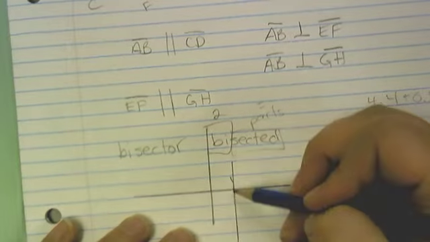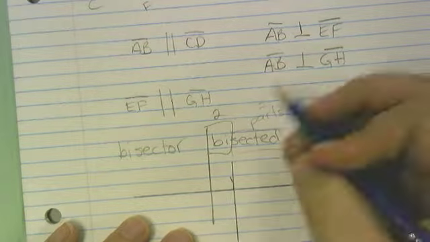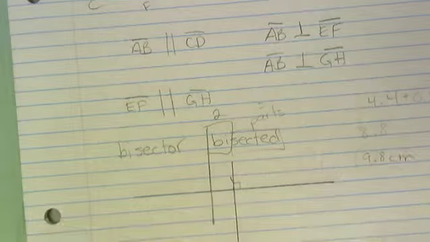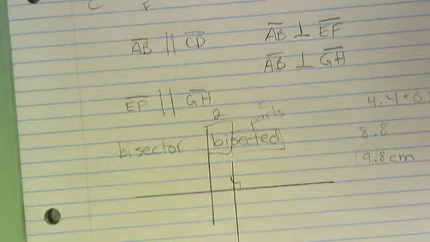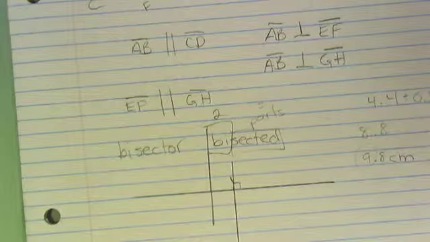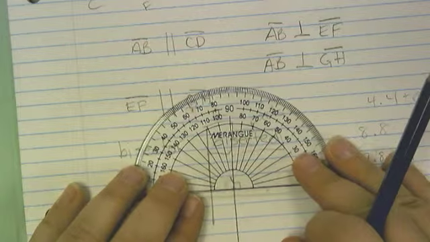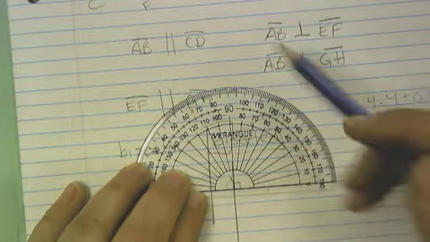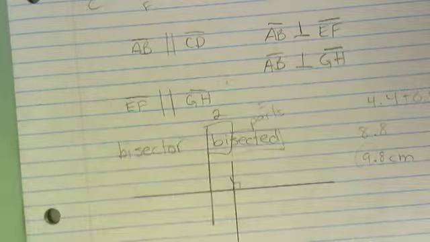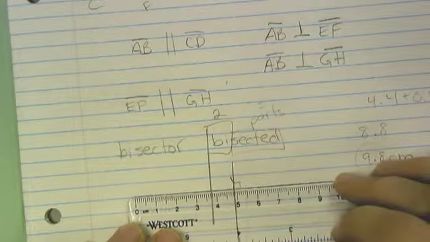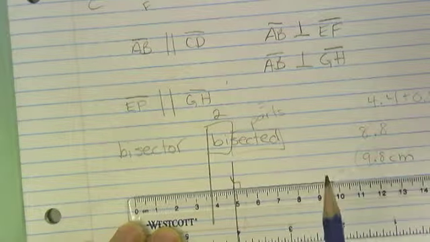Okay, so I have now a perpendicular bisector. It's perpendicular because it's 90 degrees, and if I pull out my protractor, which is stuck to the table, there we go, voila, 90 degrees, excellent. It is a bisector because it is exactly halfway between my line.